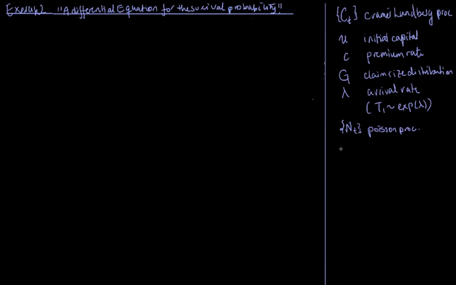Also, we will use psi of u to denote the ruin probability, and we will use delta of u to denote 1 minus the ruin probability. So we shall call this the survival probability.